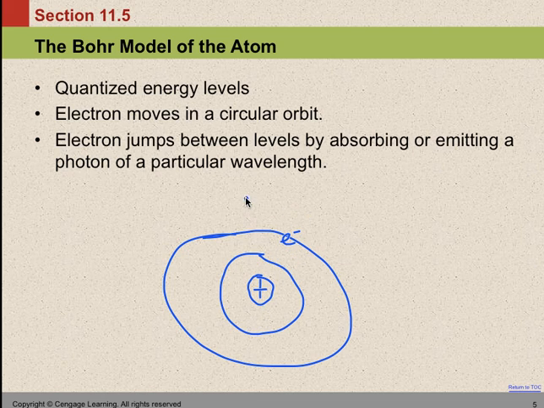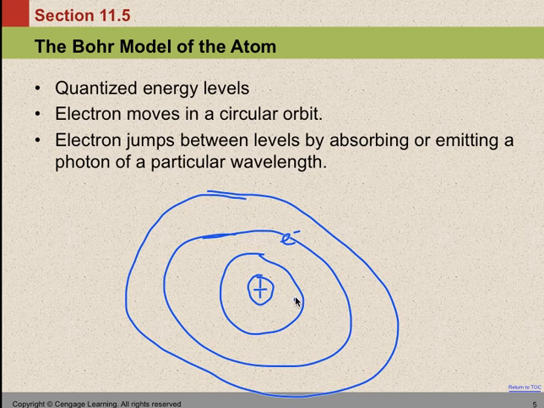Now, electrons can actually move from one energy level to another. They do that by absorbing light, and I'm going to draw light as a wave because light does actually have a wavelength associated with it. If that electron is hit with enough energy, it becomes excited and actually jumps up in energy level.